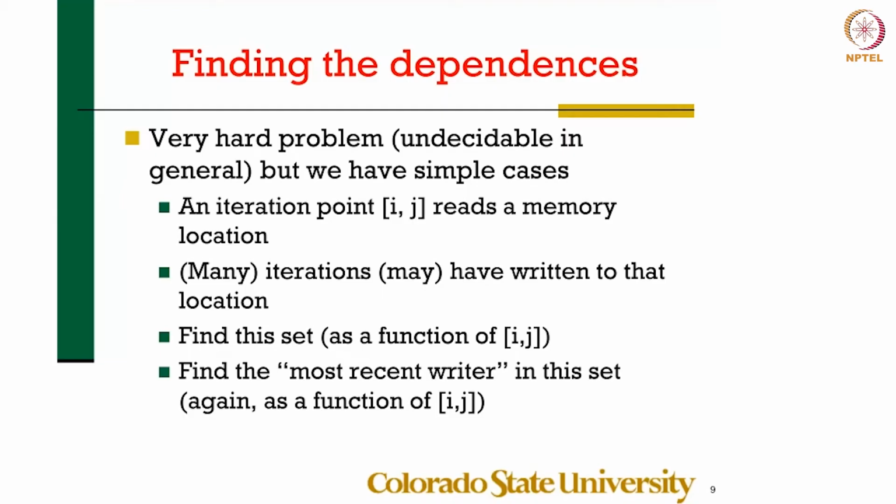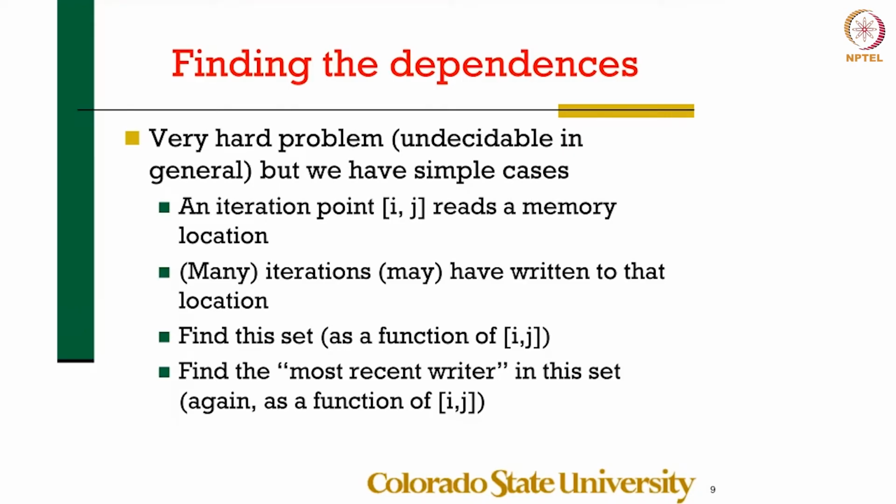Okay? So basically, these boundary conditions make finding these dependencies hard. Otherwise, we would just have a function of IJ. Yes, but the function is not necessarily obvious from the syntactic text of the code, and we'll go into that. We will see that analysis in good detail.